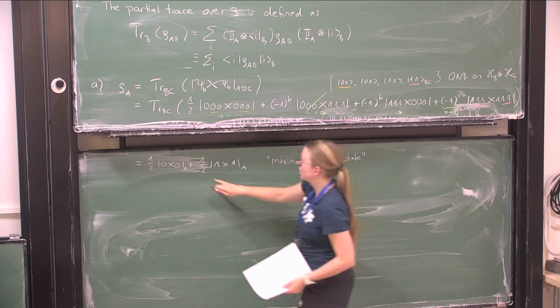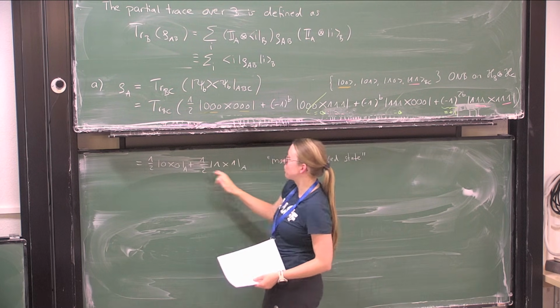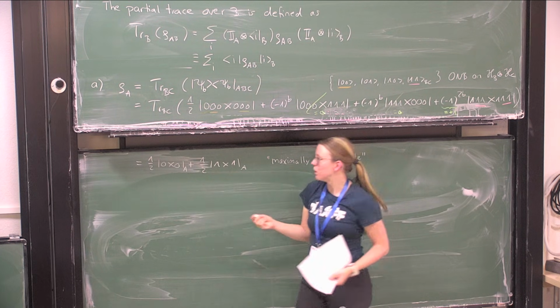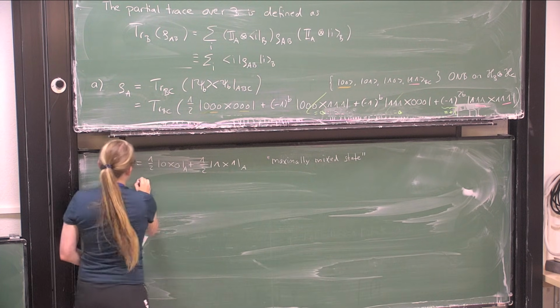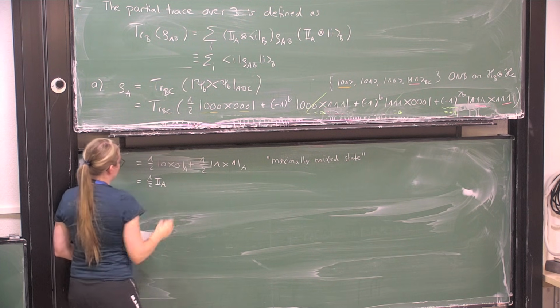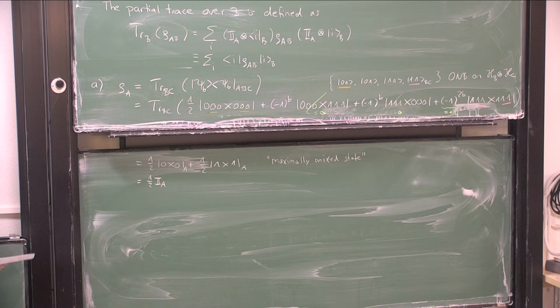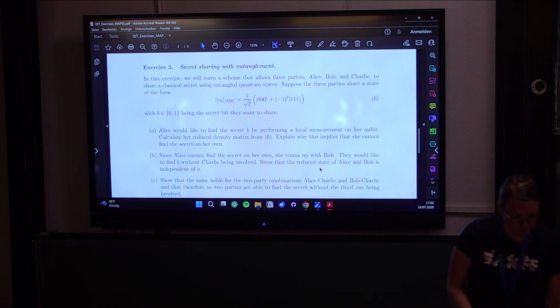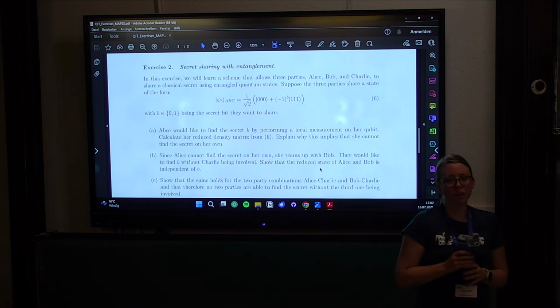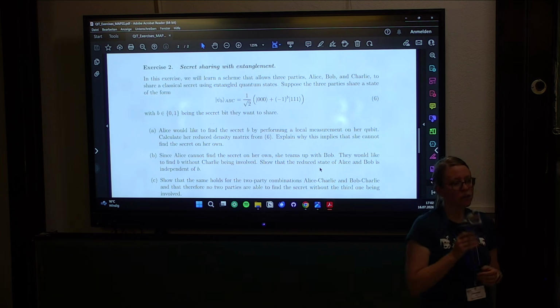This is like an equal mixture of 0 and 1. And since this is a qubit state, like 0 and 1 for the basis, this is actually 1/2 of the identity on Alice's side. So this is a state that generally contains no information. Okay, so her local state will not be helpful to get any information about this bit.